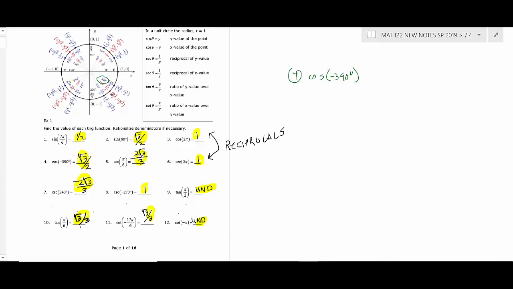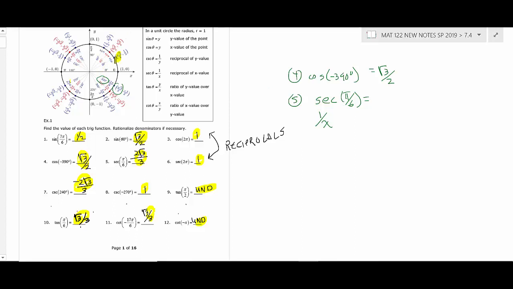Okay, the cosine's the x value. Therefore, that's square root of 3 over 2. All right. Find the coterminal angle is what you want to do. Next one was secant of pi over 6. Okay, remember that's really 1 over x. So you can find the x value and do the reciprocal. So pi over 6 is right here.